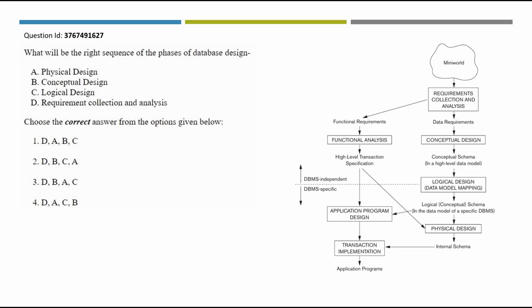Requirements collection and analysis is the first step. It is available in D. Then we have conceptual design, which is B. Then we have logical design. This is where the data model mapping occurs. This is given by C. And finally we have physical design, which is A. We have the order D, B, C, A. Option number 2 will be the right answer.